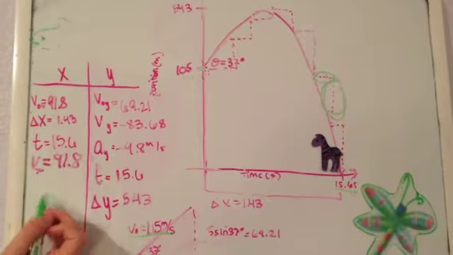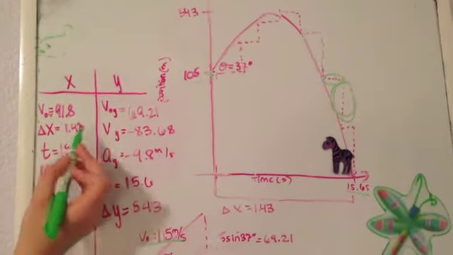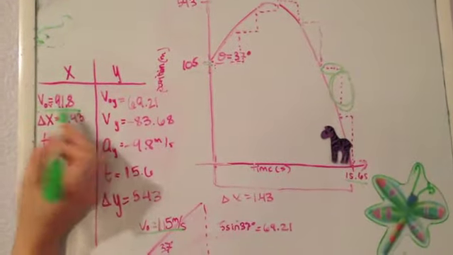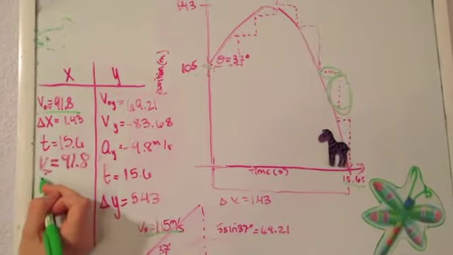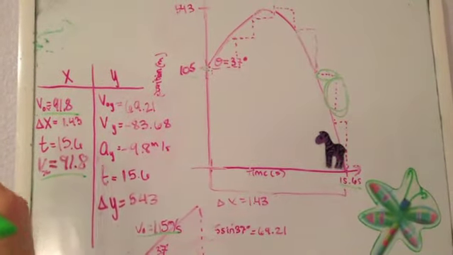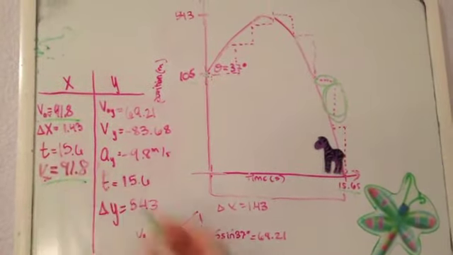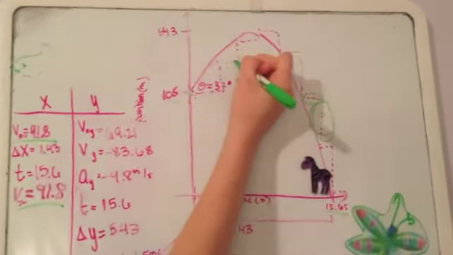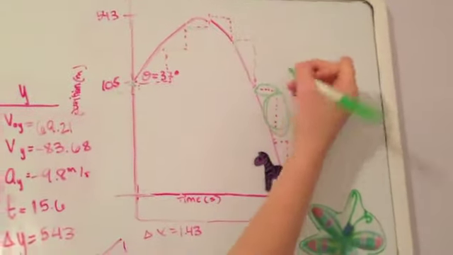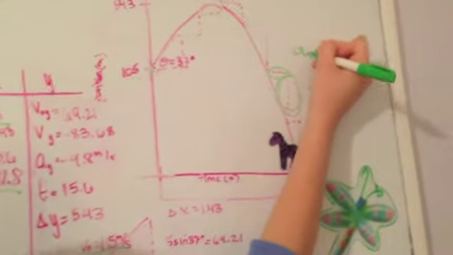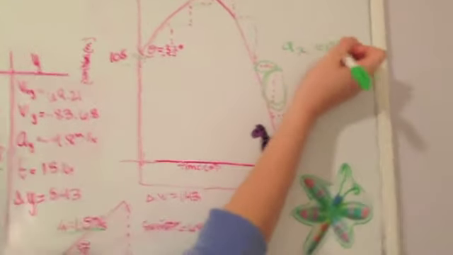So if you were to look at these variables over here, you can see that the v initial in the x direction and the v final in the x direction are going to be the same. This is because the x velocity is always going to stay constant throughout the graph because the acceleration in the x direction is going to equal 0.